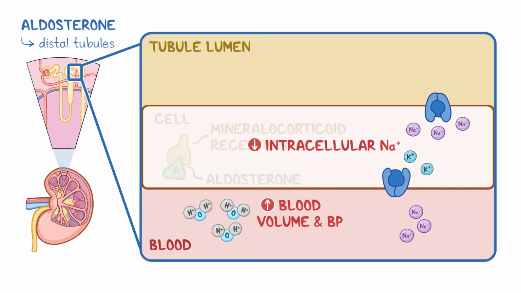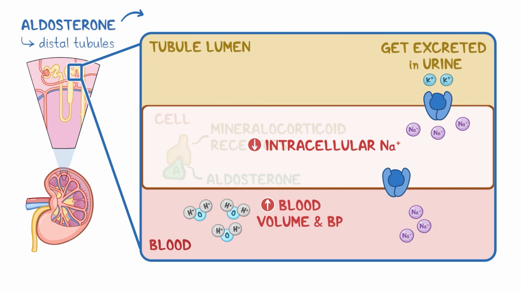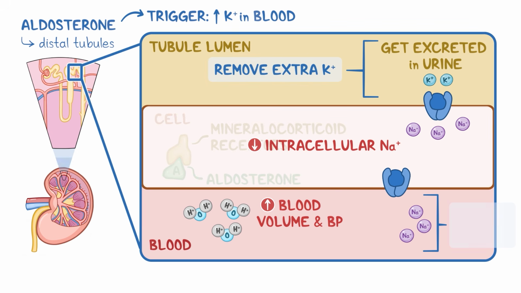From here, potassium flows down its concentration gradient into the tubule to get excreted in the urine. That's why another key trigger for the zona glomerulosa to release aldosterone is a high potassium level in the blood. Aldosterone helps the body remove extra potassium while holding on to sodium and water.